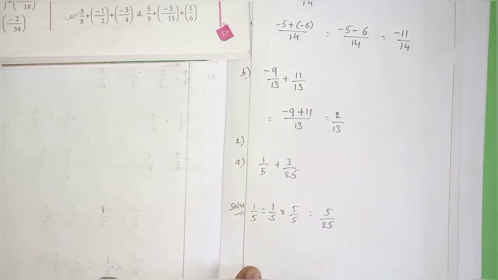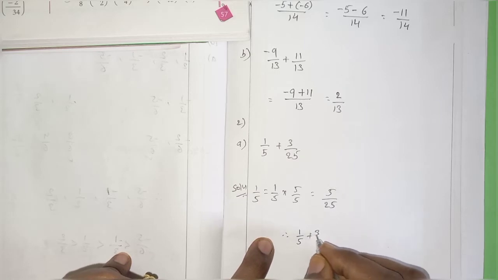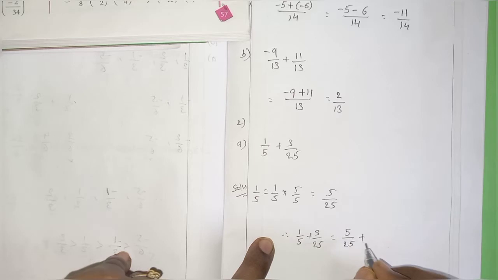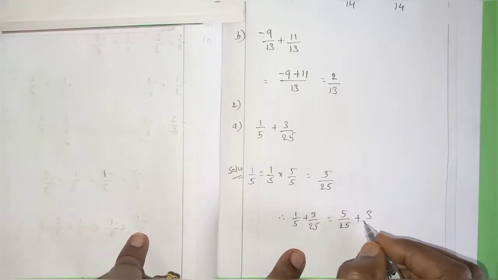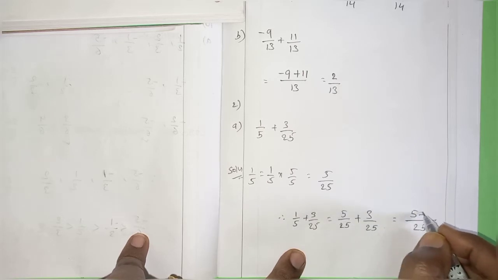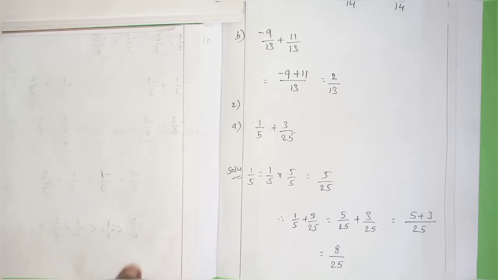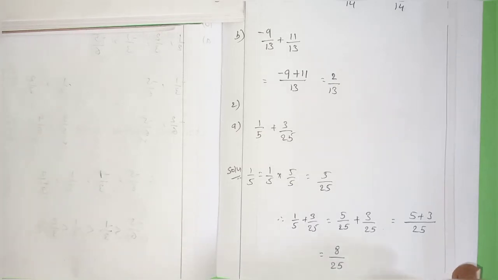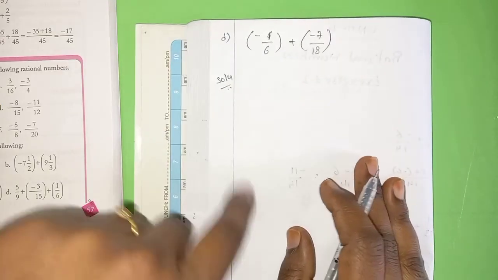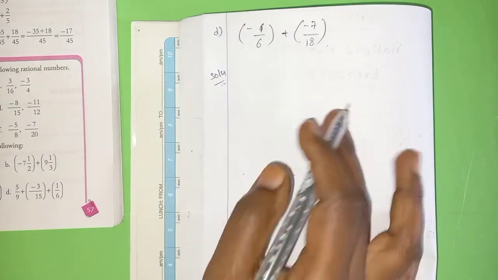Now both the denominators are same. Therefore, 1 by 5 plus 3 by 25 is equal to 5 by 25 plus 3 by 25. 5 plus 3 is 8. 8 by 25 is the answer. In the same way, D. I explained A, right? Now I am going to explain D.